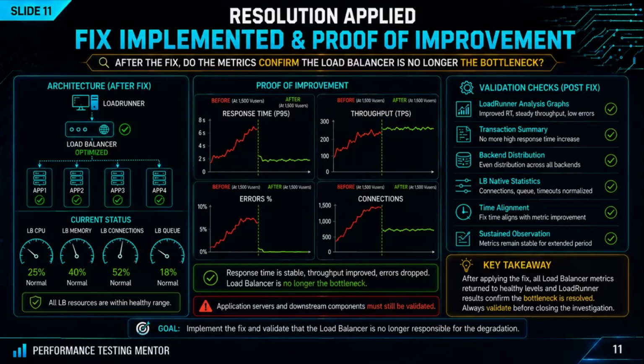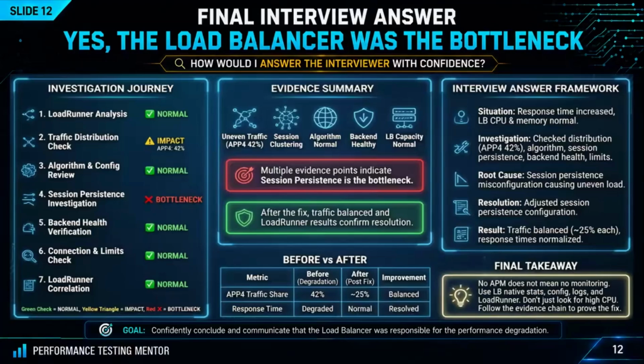That's the difference between 'I changed something and performance improved' and 'I identified a likely cause, made the appropriate change, and proved the result with a comparable test.' That's proper performance engineering thinking. So let's answer the original interview question one final time.